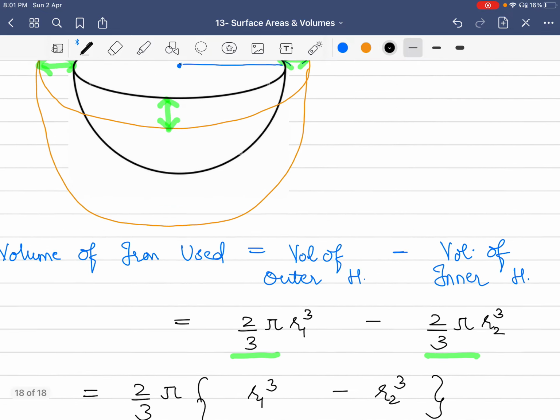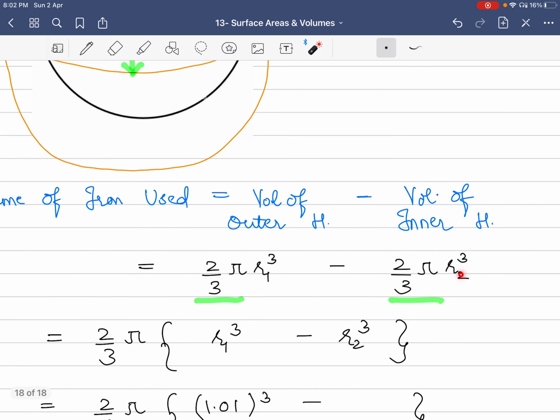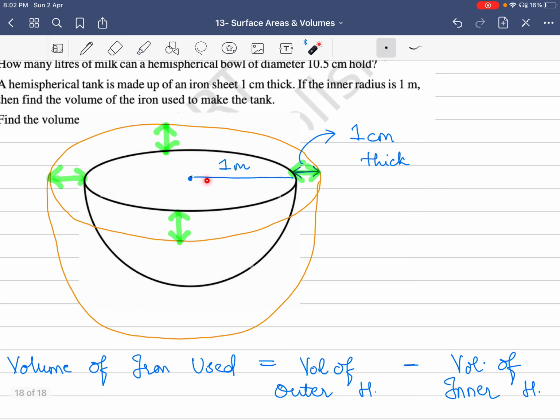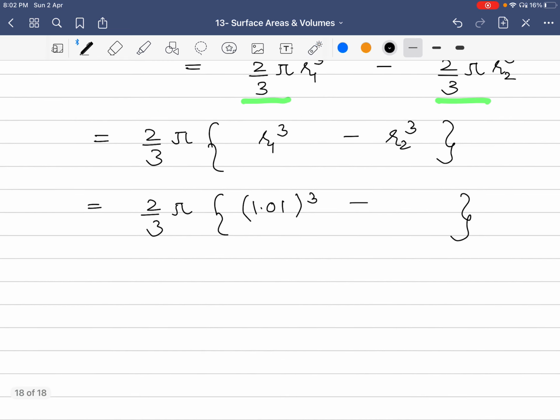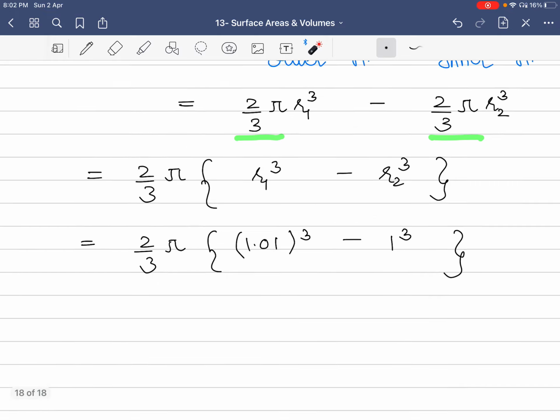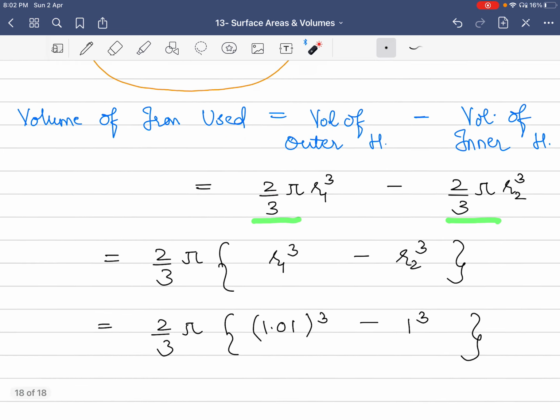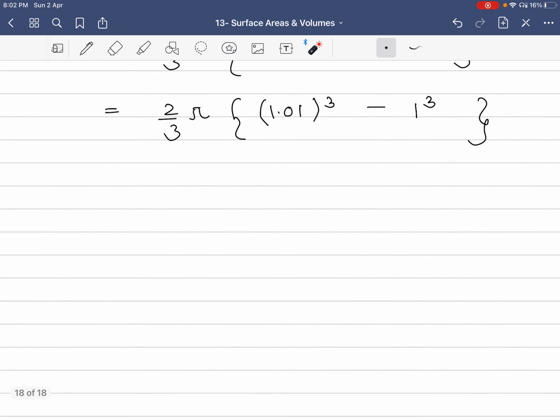Minus R2, which is the radius of the inner hemisphere. We know that the inner hemisphere has a radius of 1 meter, so it's basically 1 cube. I hope it's clear how we arrived at 1.01. It's basically 1 meter plus 1 centimeter, and because 100 centimeters is 1 meter, it's going to be 1.01. So that's it.